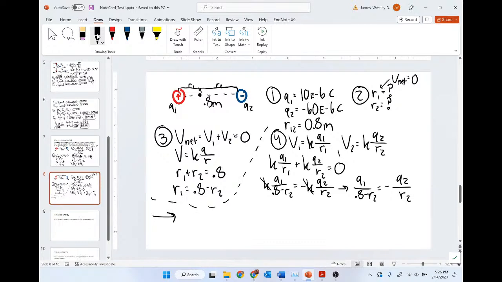Okay. At this point, kick all the R2s to the top. Pro tip in algebra: if you have a variable you want and it's on the bottom, get it out of there. Get it to the top. So I'm going to multiply the bottoms to the other side. So I have Q1 times R2 equals Q2 times 0.8 minus R2. There's a negative in here as well. I'm going to go ahead and bump that Q2 to the other side so I can get my constants together. Let's move the negative as well. Why not? I'm allowed.